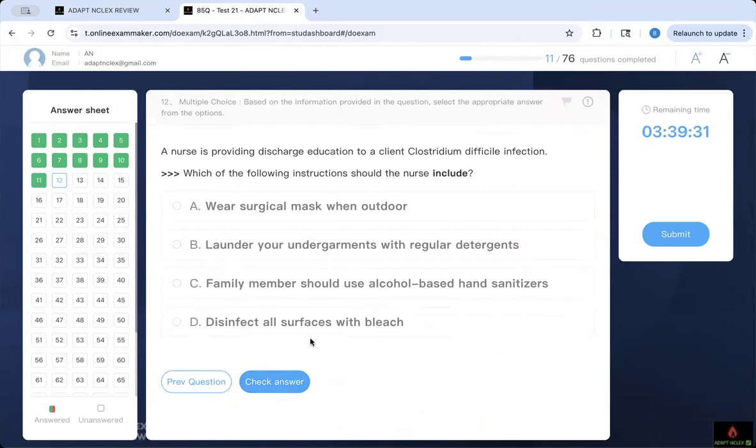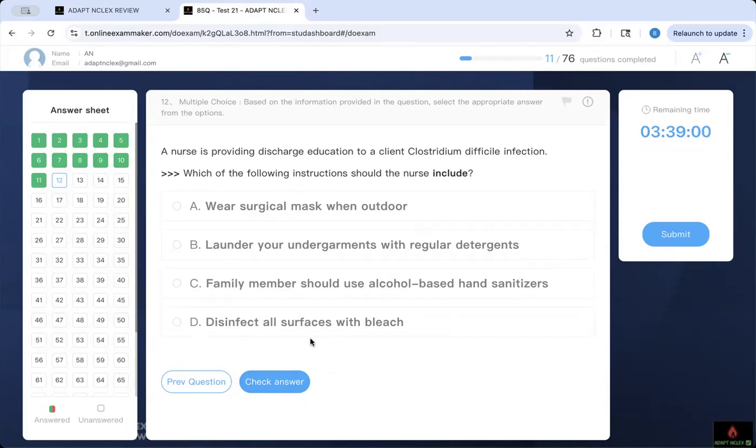And this is providing discharge instruction to a client with Clostridioides difficile infection, C-diff. Which of the following instructions should the nurse include? They're going home. You've taken care of them in the hospital. When they go home, they should not infect anybody. Wear a surgical mask when outdoors. Launder your undergarments with regular detergent. Family members should use alcohol-based hand sanitizers. And disinfect all surfaces with bleach. What kind of teaching do you provide them?